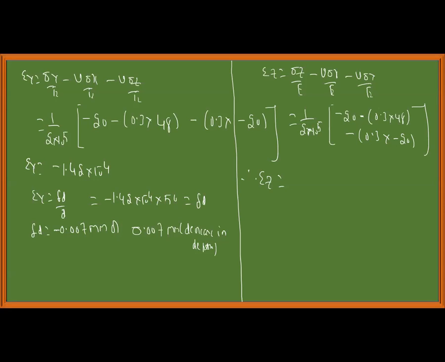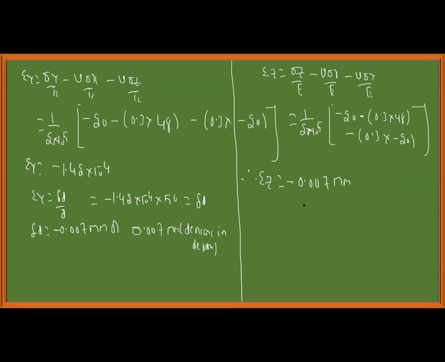Same, sir. Minus 1.42 into 10 power minus 4. Yes, lateral strains are the same. Epsilon y and epsilon z are the same. Okay, so delta D is minus 0.007 mm with the negative sign, or a decrease in that.